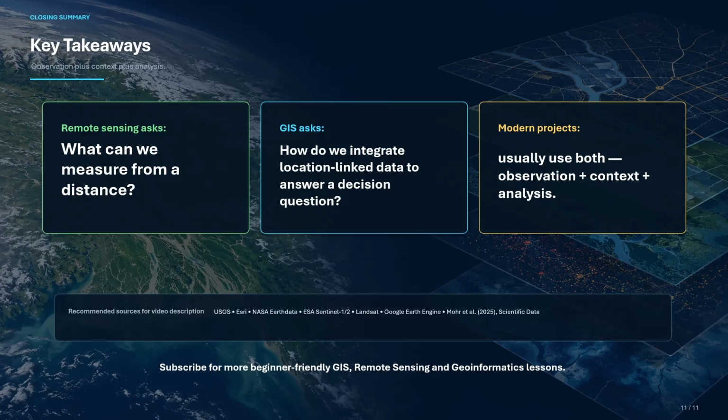Let us finish with a simple summary. Remote sensing asks what can we observe or measure from a distance. GIS asks how can we integrate location-based information to answer real decision questions. Remote sensing gives us repeated wide area evidence. GIS connects that evidence with people, places, assets, and actions. So, do not think of GIS versus remote sensing as a competition. Think of them as two connected parts of the modern geospatial workflow.